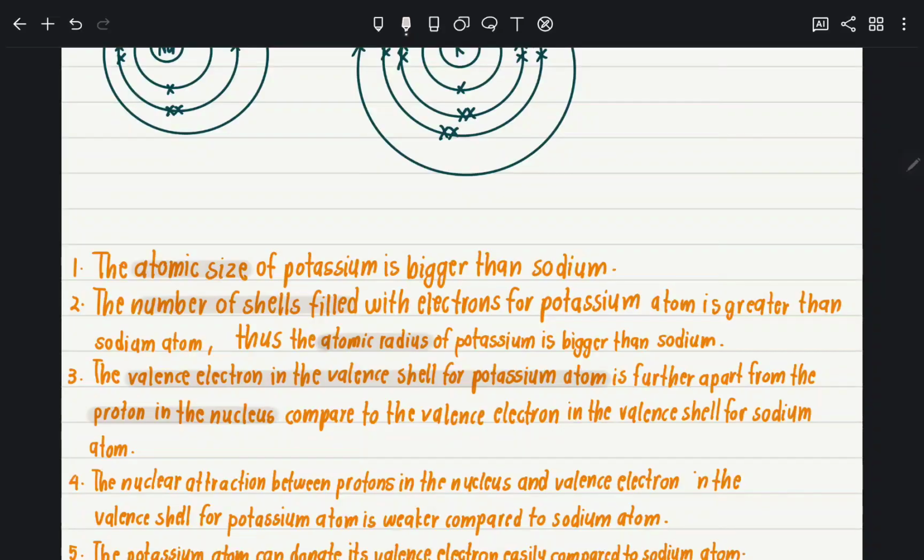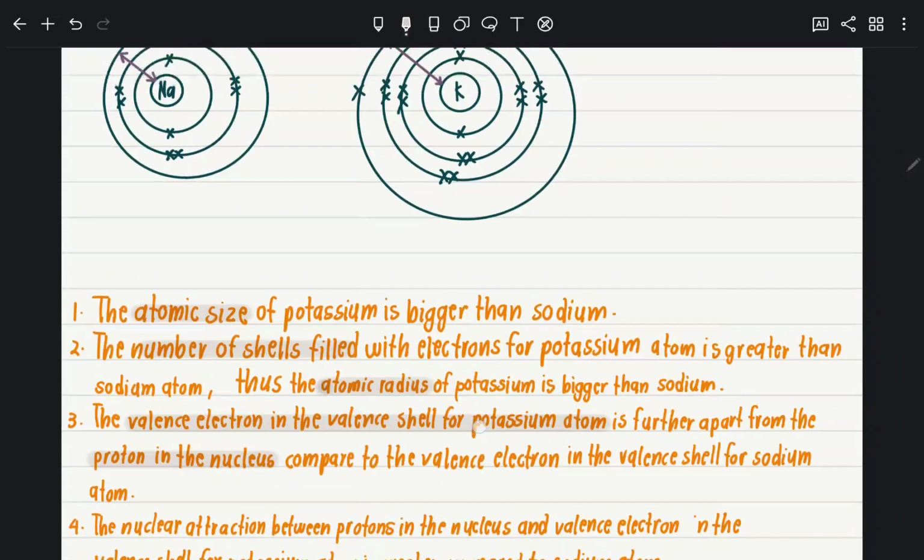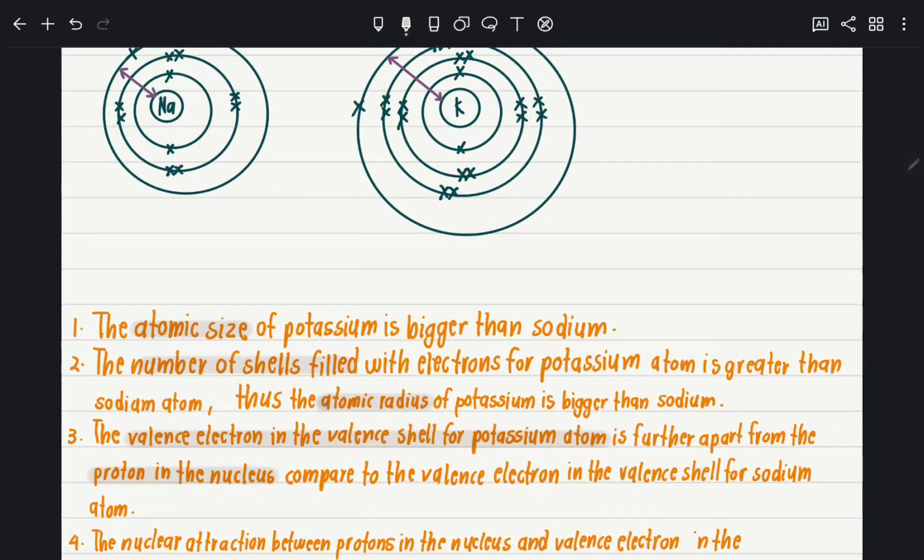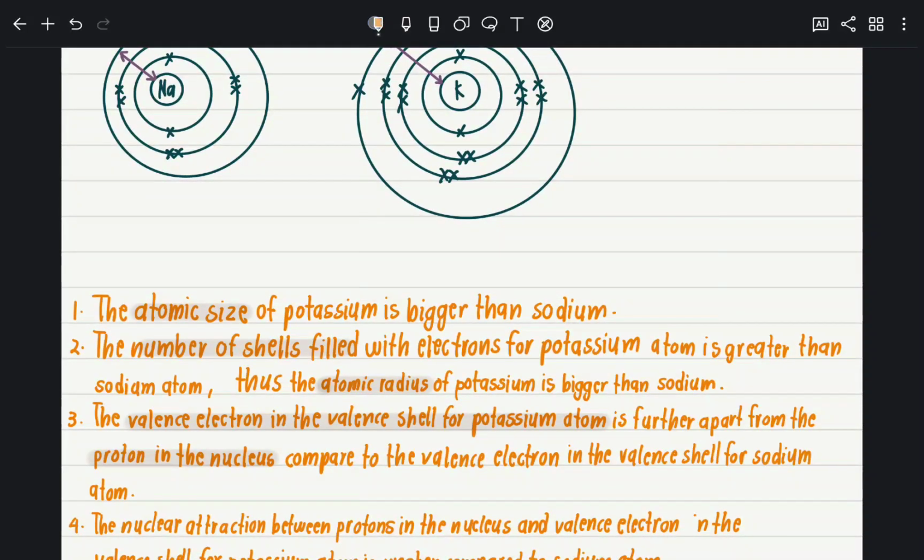Okay, protons in the nucleus. So you can see the valence electron is far for potassium lah, from the protons in the nucleus. So you should mention like this. Third sentence ni memang you kena berhati-hati lah. Kalau you faham konsep ni slow by slow, you boleh tahu.